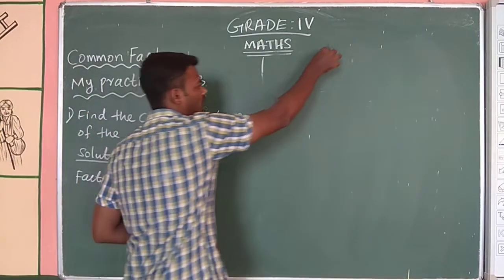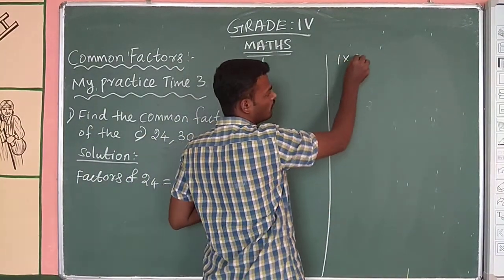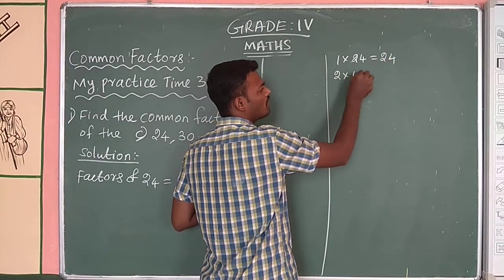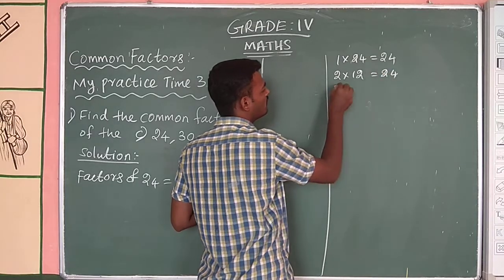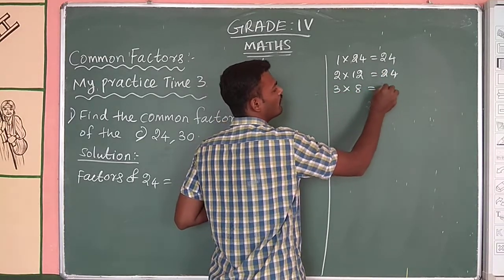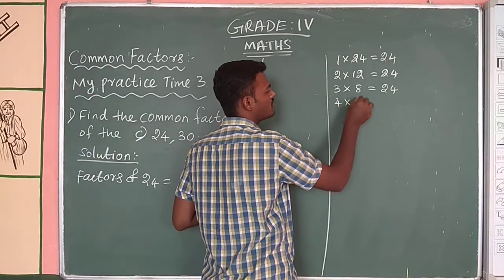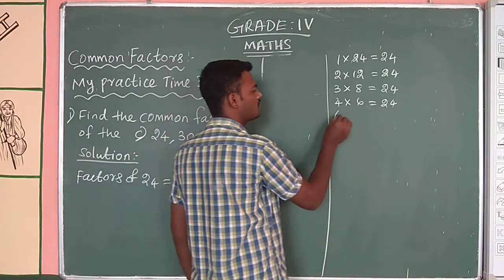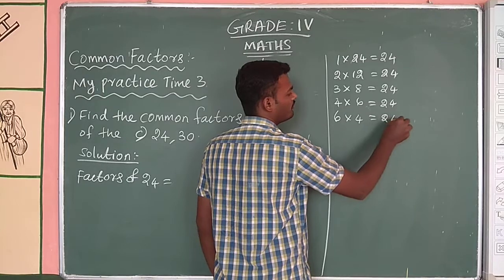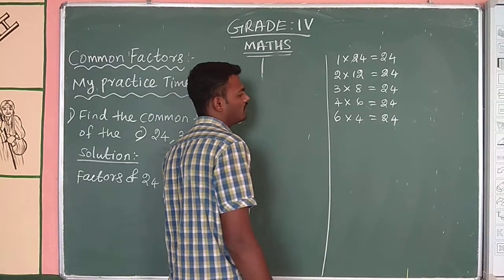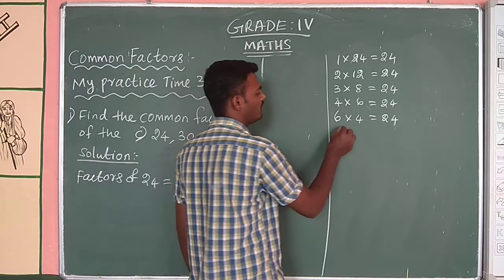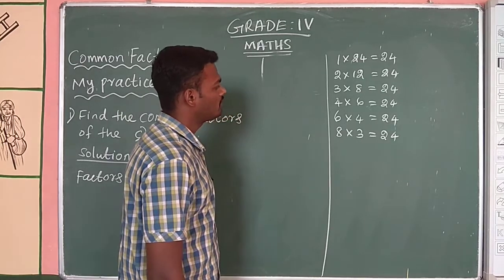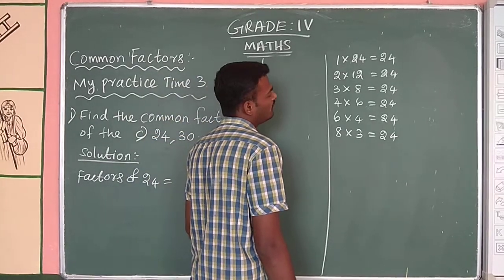Factors of 24: first table, 1 24s are 24. In the second table, 2 12s are 24. In the third table, 3 8s are 24. In the fourth table, 4 6s are 24. Fifth table, not come in 24, and sixth table, 6 4s are 24, and seventh table, 24 is not there. Next, eighth table, 8 3s are 24. 9, 10, 11 are not in 24.